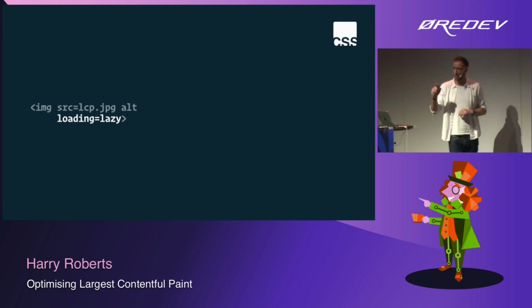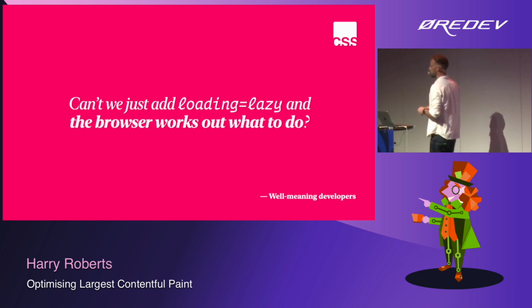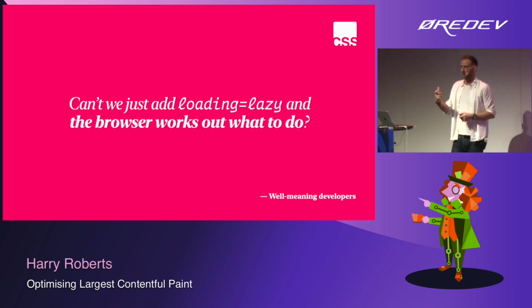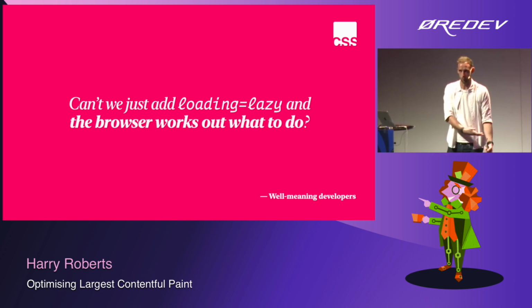I get a question from a lot of developers, and it's a very well-meaning and actually quite intelligent question. Can't we just add loading lazy to every image, and the browser then decides if it needs it or not? Because the whole point of this attribute, loading equals lazy, is the browser makes its own mind up. Well, it's in the viewport, I won't lazy load it. This one is below the fold, I will lazy load it. This is a pretty sensible question.